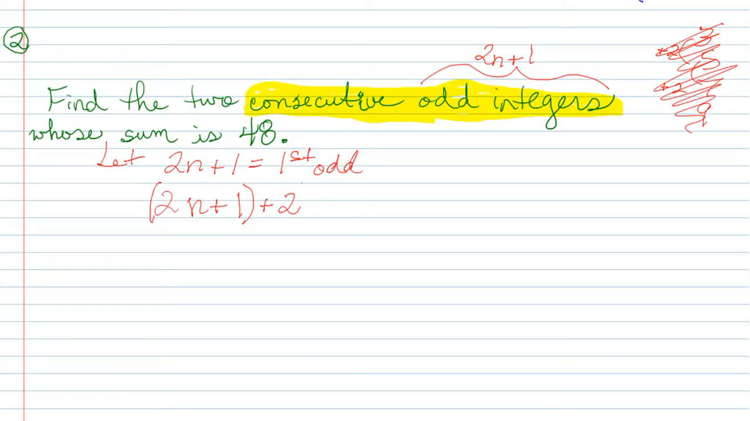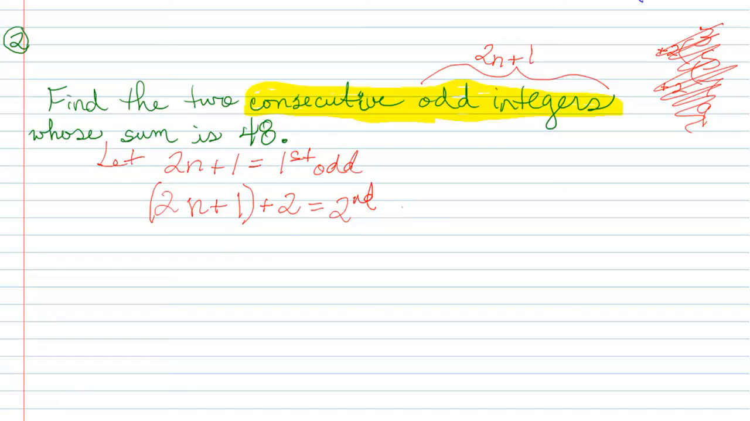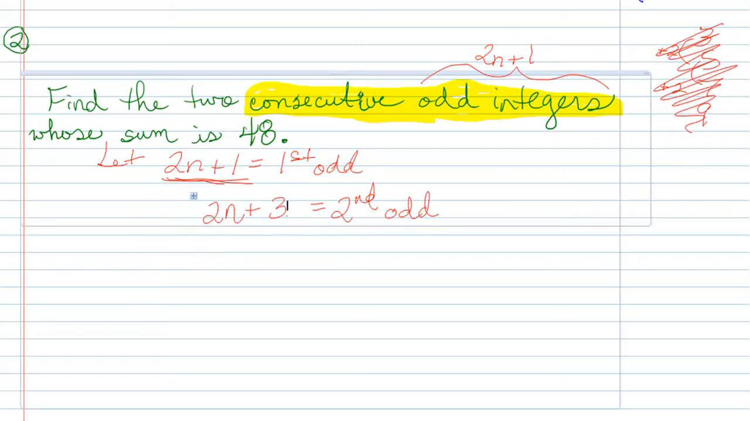Okay, so how does this work out? Let's look at it. It's going to be my second. I want to simplify the expression that I defined for my next consecutive odd integer. So 2n plus 3 will be my second odd. All right, so I can clean that up so that I can plug it into my equation that I'm going to write in a minute.